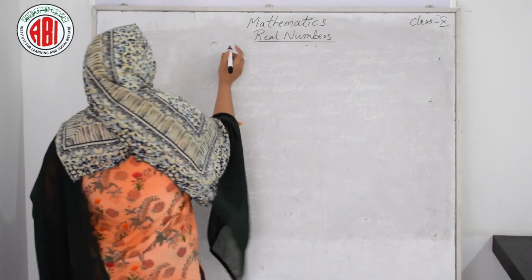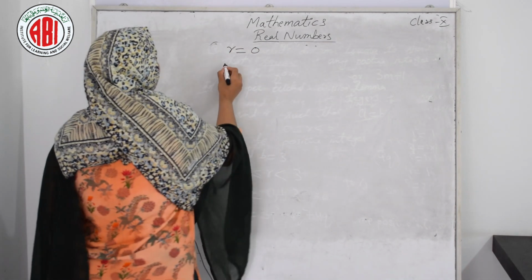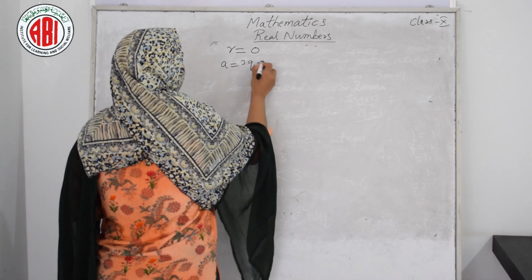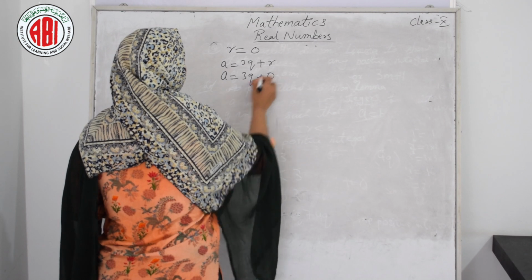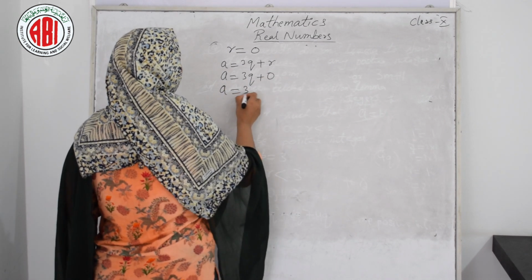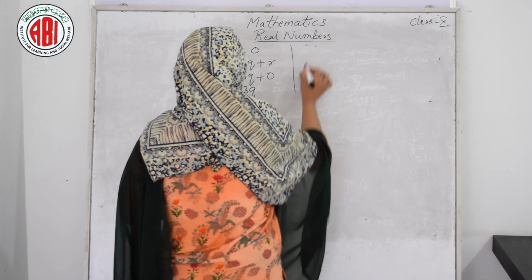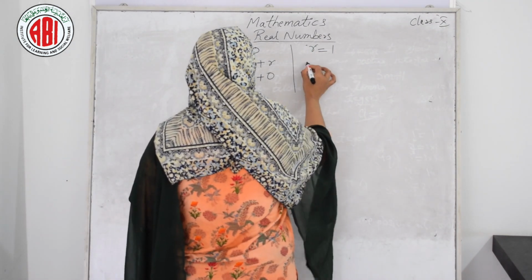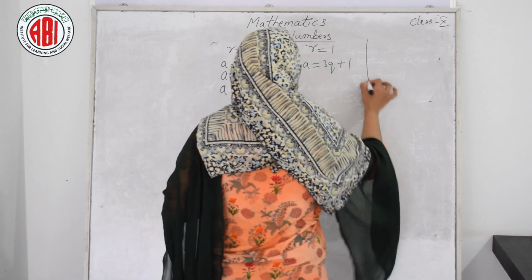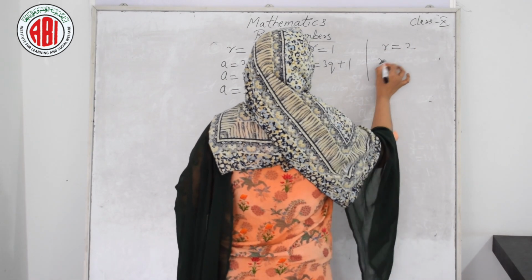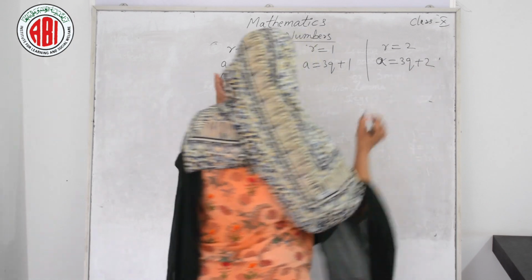Now let us do for r equal to 0. For remainder r equal to 0, a is equal to 3q plus r, that is a is equal to 3q plus 0. Directly we can also write a is equal to 3q. What about remainder 1? r is equal to 1, a is equal to 3q plus 1. What about remainder 2? a is equal to 3q plus 2. So these are the three cases we have.